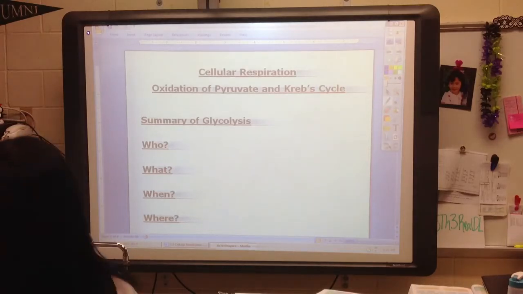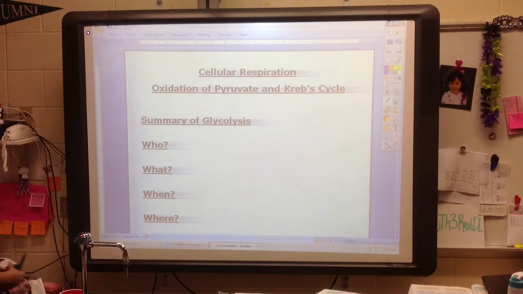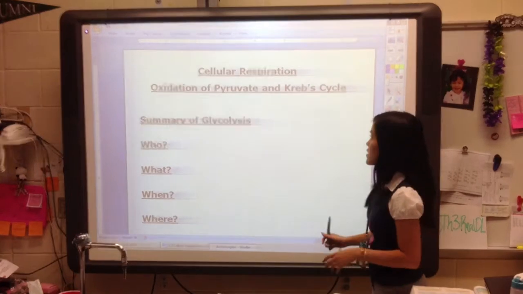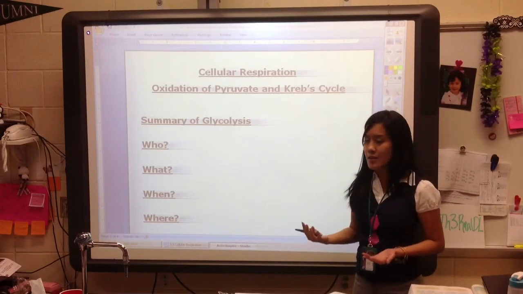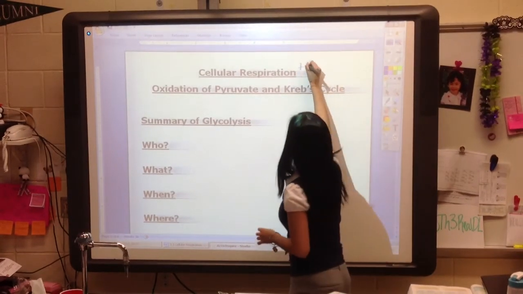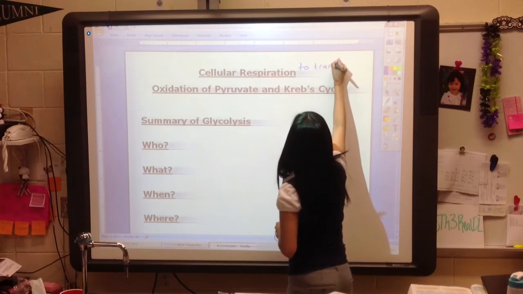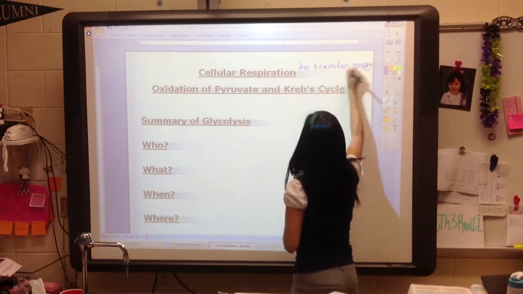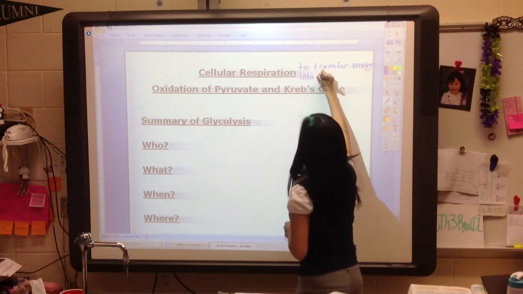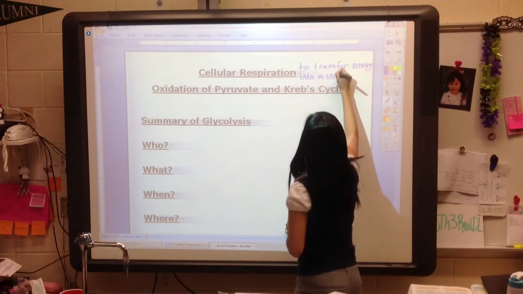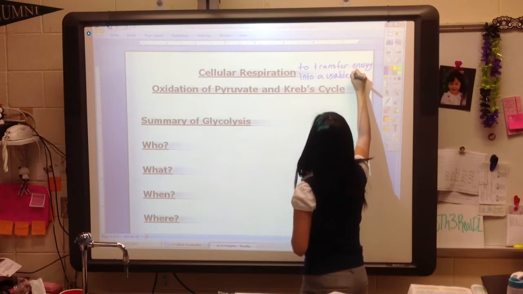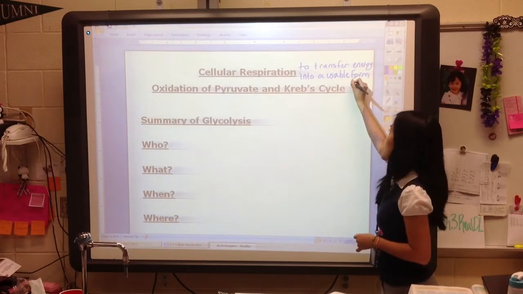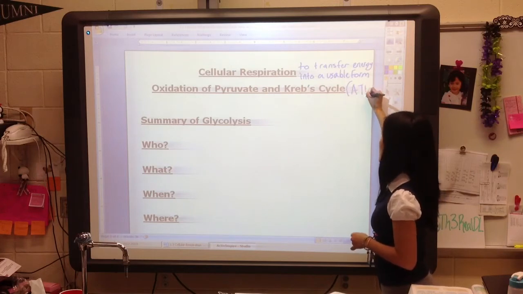So we're continuing with cellular respiration today. And with cellular respiration, remember that the main idea of the process is really to transfer energy into a usable form. And of course, that form is going to be our energy storing molecule, ATP.